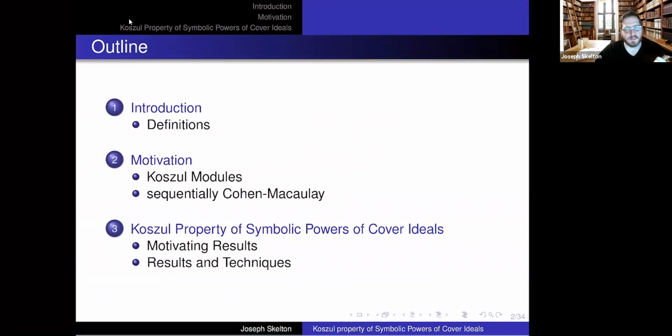The talk's going to have the basic outline of introducing some definitions and some words I'm going to say a lot, connected to a whole bunch of other stuff, and then get to our motivating results and our main results in this paper.